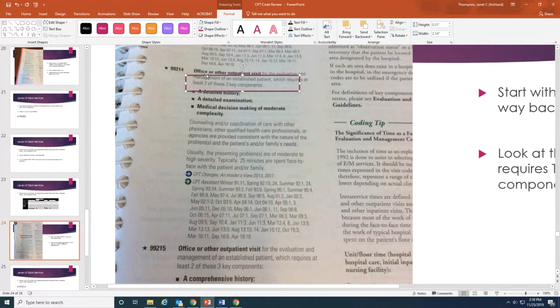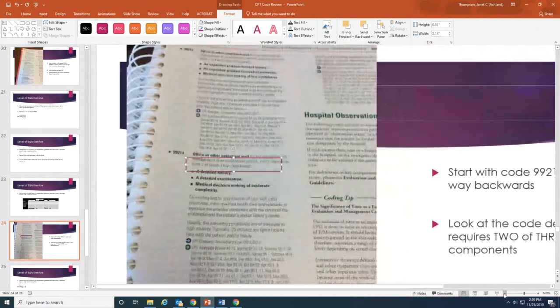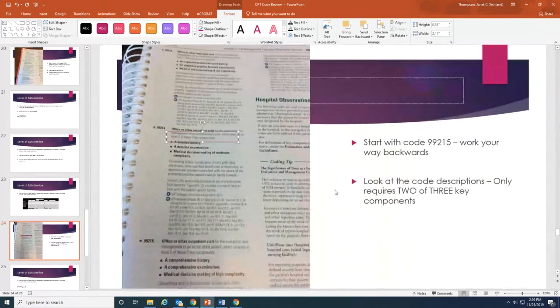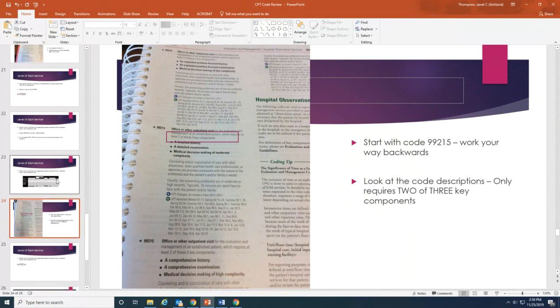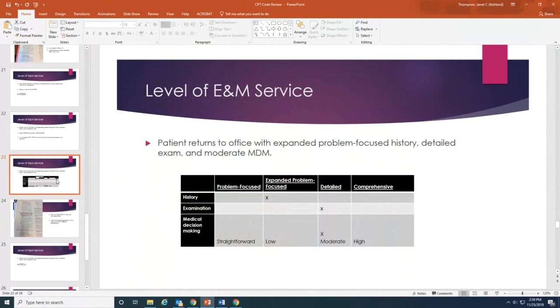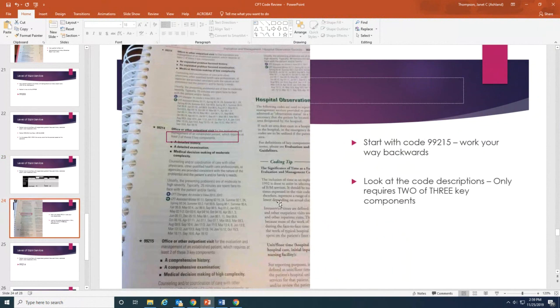And it's different. For an established patient, you're not going to have to spend the same amount of time collecting an extensive history. So that makes sense. You want to pay attention to that code description and what the key components are, because for new patients, all 3 of them have to be met. But here for 99214, we only have to have 2. So we need to look up expanded problem-focused history, detailed exam, moderate medical decision making.